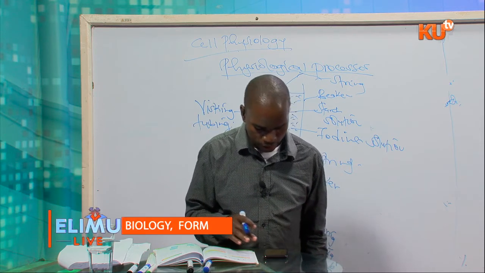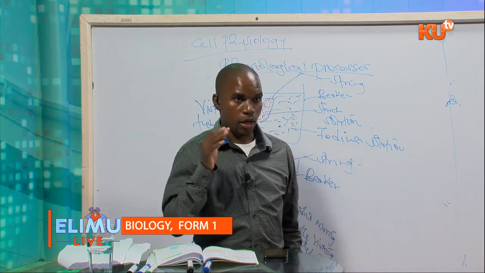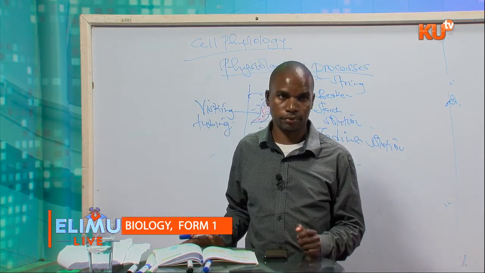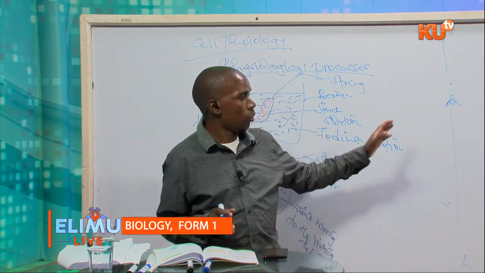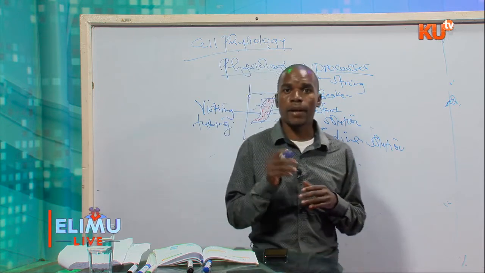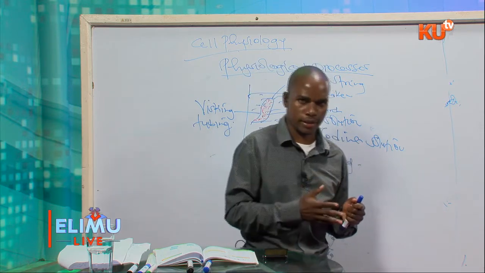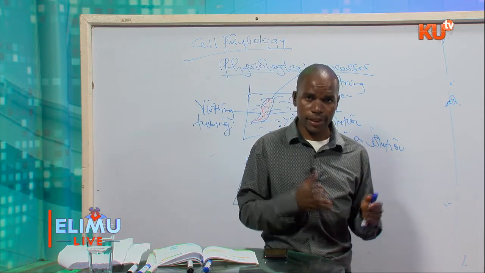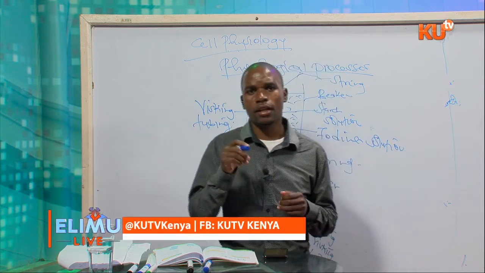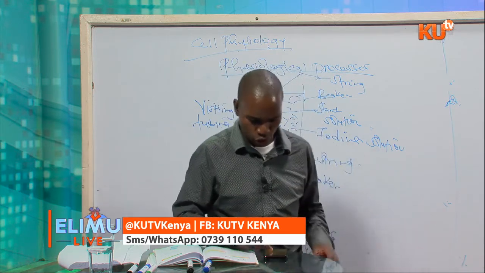Now, another question is, how do plant cell walls differ from cell membranes? Before I answer that question, you have to know that cell walls are only found in plants and not in animals. The difference between the cell wall of a plant and the cell membrane is that the cell wall of a plant is permeable to all substances. It is not selective. Any substance can pass through the cell wall of a plant, irrespective of its shape or size. However, a cell membrane, as we have talked about, is a selective membrane. It only allows small-sized molecules to pass through. So that is what you ought to know.